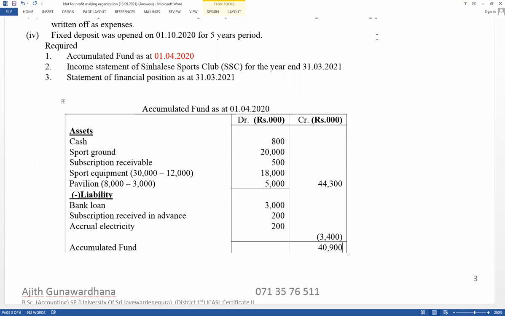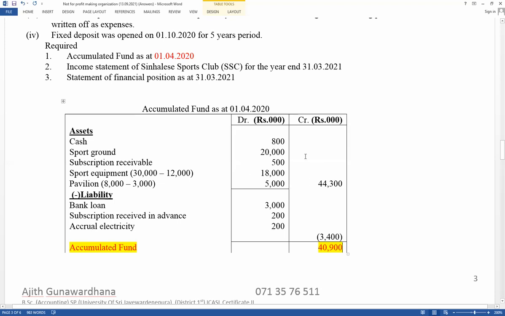Only the opening balance should be included. Therefore, this is the opening equity. We do not call it capital equity because there are no owners. Sport clubs have members. Therefore, equity in this lesson is the accumulated fund.